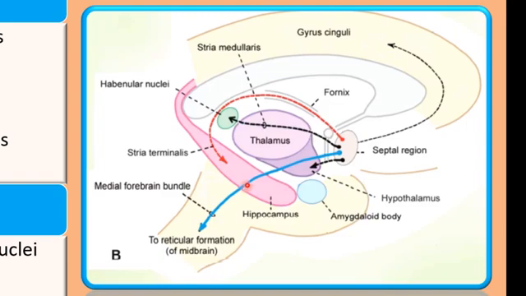The major area the septal region connects to is the habenular nuclei, which is part of the epithalamus. And this is the fiber through which it makes that connection.